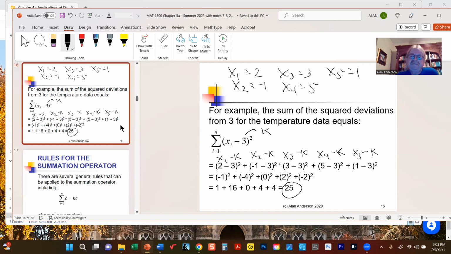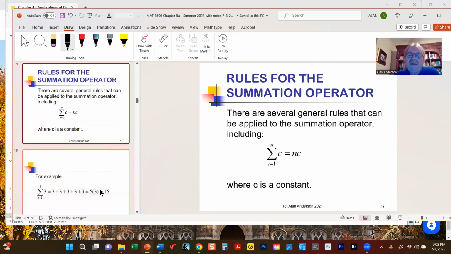So, for example, what if I'm adding up a bunch of constants? Well, that's a very strange idea. So here I've got a constant c, which I'm adding to itself n times. And so naturally enough, I end up with nc. Let me show you an example of that. What if the constant is 3 and n is 5?